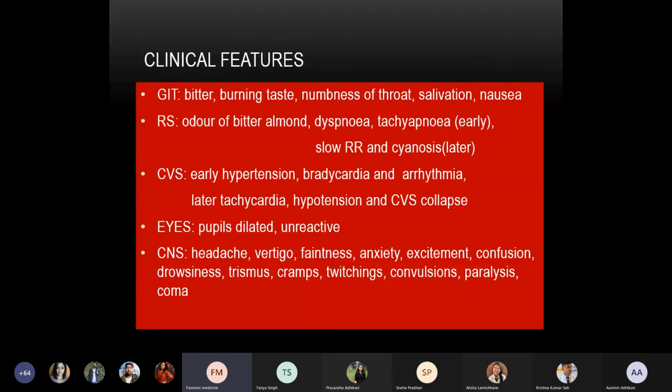Cardiovascular system: earlier we will see hypertension, bradycardia, and arrhythmia, and later on there are symptoms such as tachycardia, hypotension, and collapse of circulation. In the eye, there will be dilatation of the pupil and no reaction to light. Central nervous system symptoms include headache, vertigo, faintness, anxiety, excitement, confusion, drowsiness, trismus, muscle cramps, twitching, convulsion, paralysis, and at the end, coma.